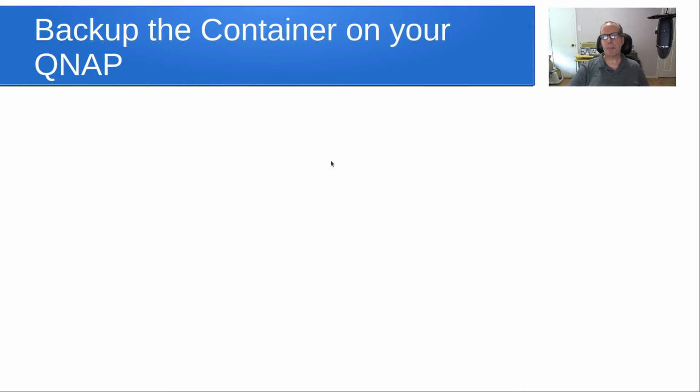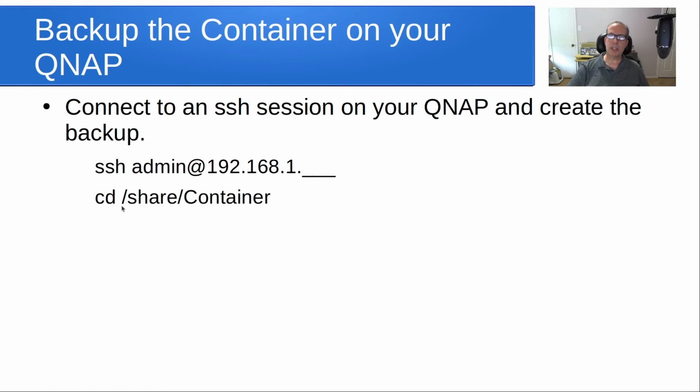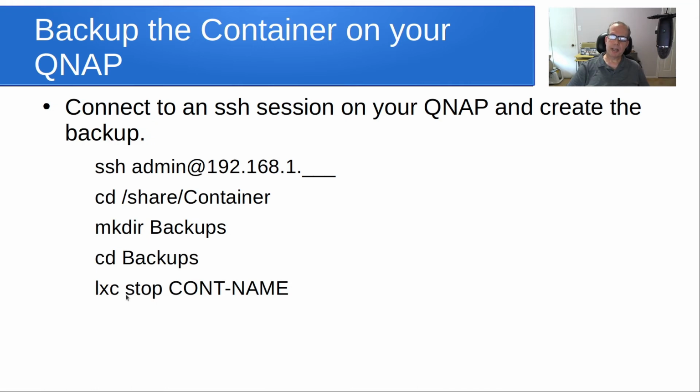So the next step is we want to back up the container on your QNAP. Again, we're going to connect to the SSH session on your QNAP, and we want to create the backup. So we're going to SSH as admin, the same thing again, and we're going to cd into share/container. And it is with a capital C. Once you get over there, I like to create a folder to put my backups in. I'm going to do a mkdir of Backups, and I just chose a capital B. Again, Linux considers case highly important. And then I'm going to cd into Backups. And then I'm going to stop my container, name, right?